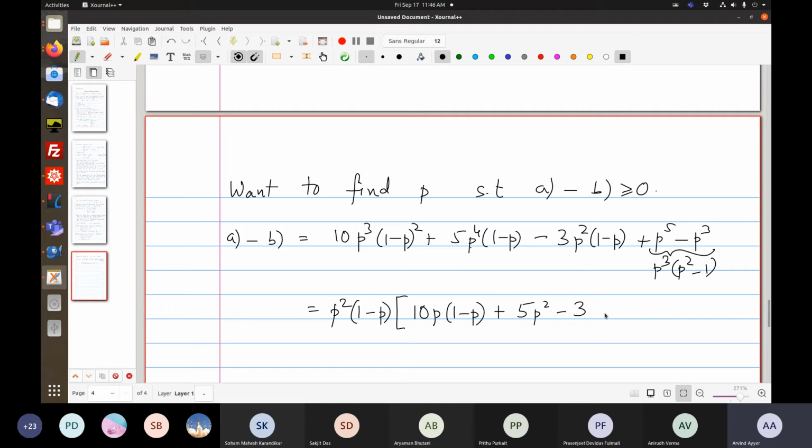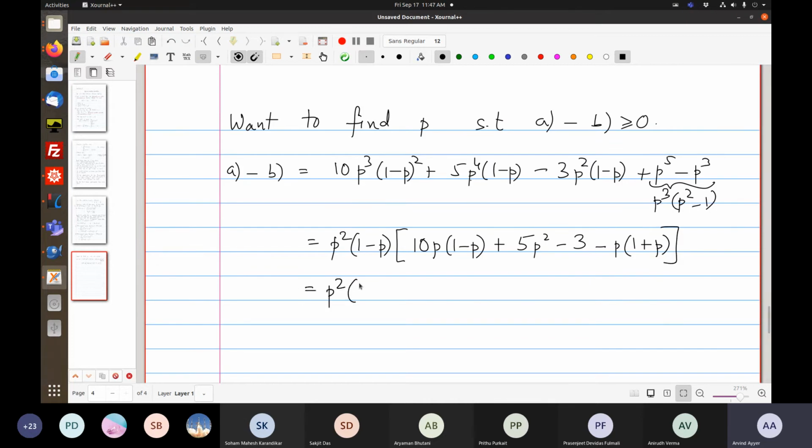And from the last term I will get, here I have to be careful about the sign. p squared minus 1 is p minus 1 into p plus 1, but I'm taking 1 minus p, so I get a minus sign, and the remaining factor is a 1 plus p. Okay?